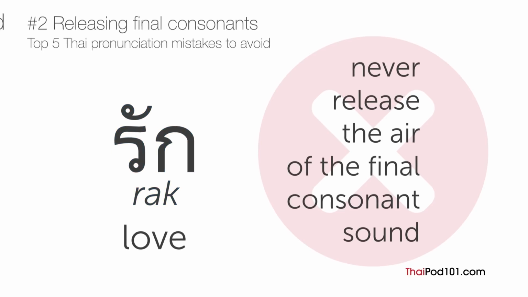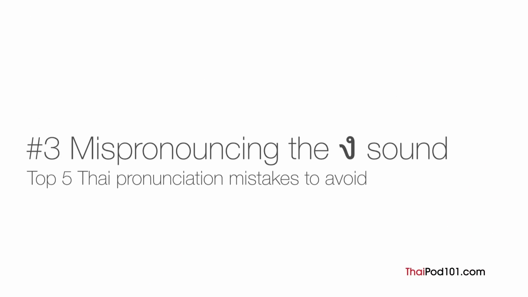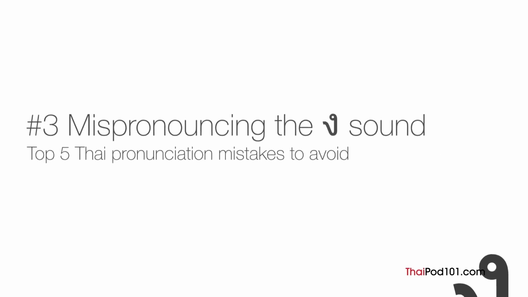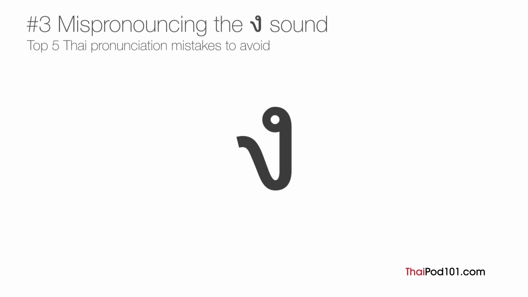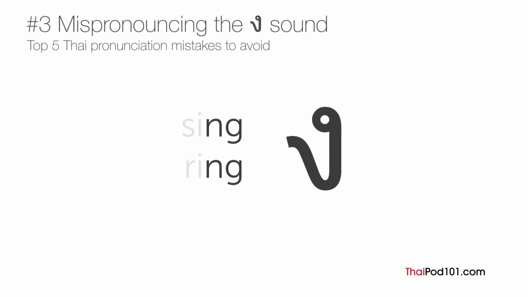รัก This is a really common sound in Thai, so it's important that you can pronounce it correctly. This sound exists in English too. It's simply the NG sound in words like sing or ring. Unlike English, however, this sound can exist at the start of a word in Thai.